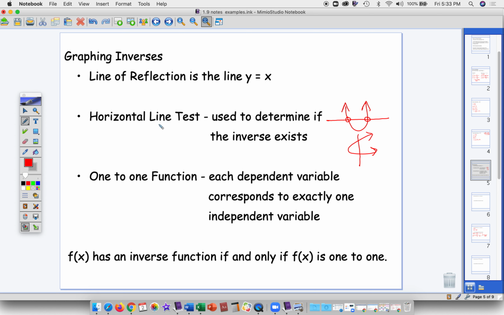So the horizontal line test is done on the original function, and it saves us from having to find the inverse, graph the inverse, and do the vertical line test. We can do the horizontal line test on the original function, and if it crosses through 2 or more points, it fails and the inverse does not exist. A one-to-one function means that each dependent variable corresponds to exactly one independent variable. So f has an inverse function if and only if f of x is 1-to-1.